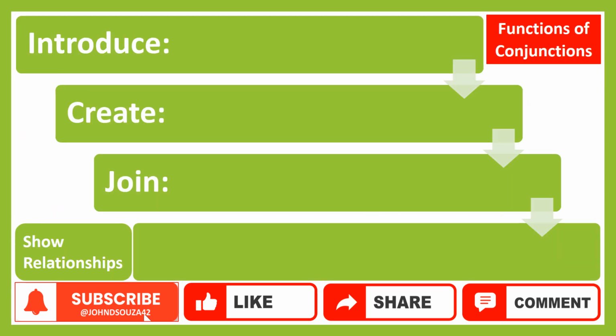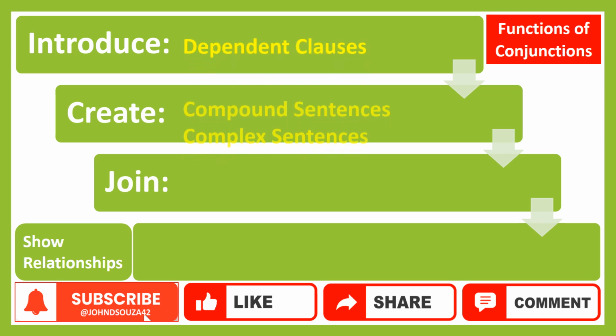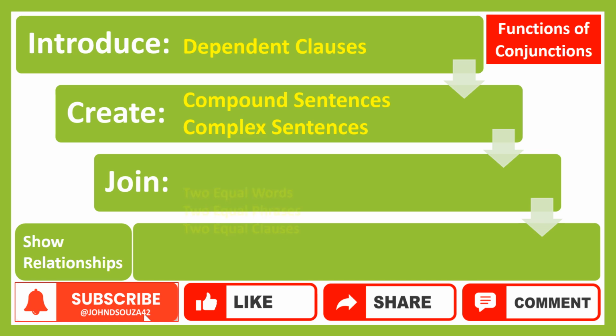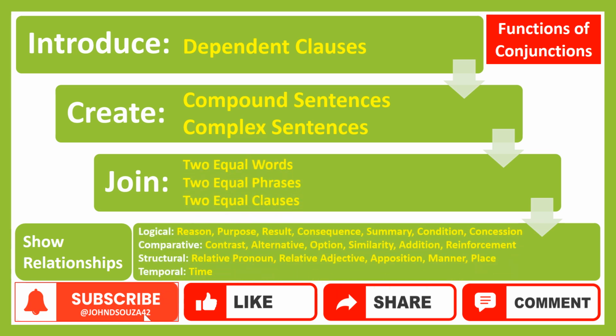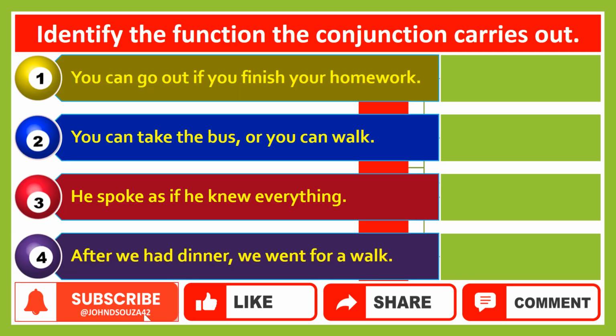Conjunctions serve as essential connectors in language, performing the following key functions: introduce dependent clauses, form compound and complex sentences, join equal elements, and express relationships between ideas: logical, comparative, structural, and temporal. Let's identify the function the conjunction carries out.